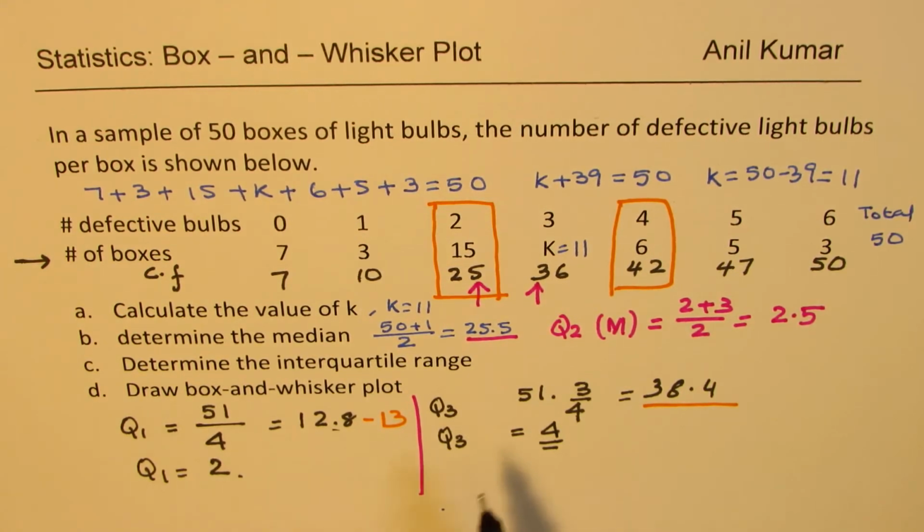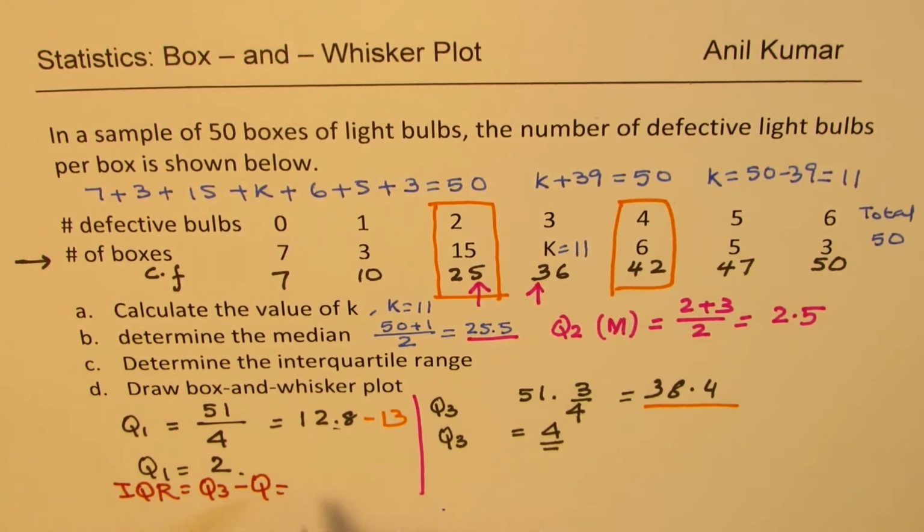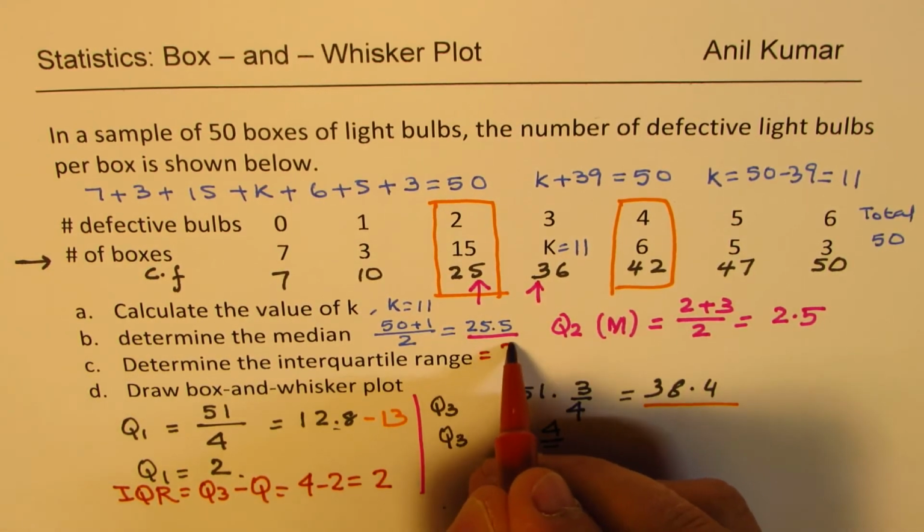Now, what is the interquartile range? So the interquartile range is Q3 minus Q1, which is going to be 4 minus 2, and that is 2. So the interquartile range is 2 for us.